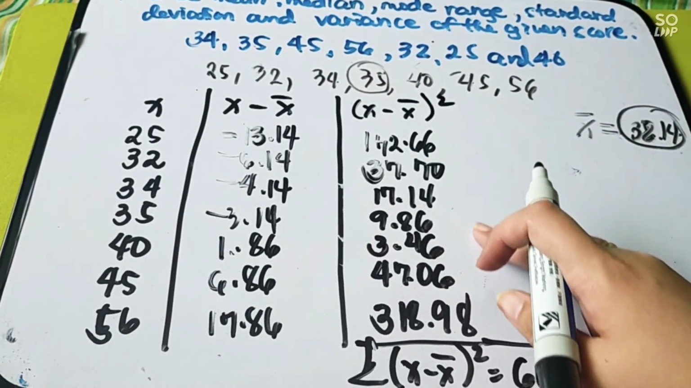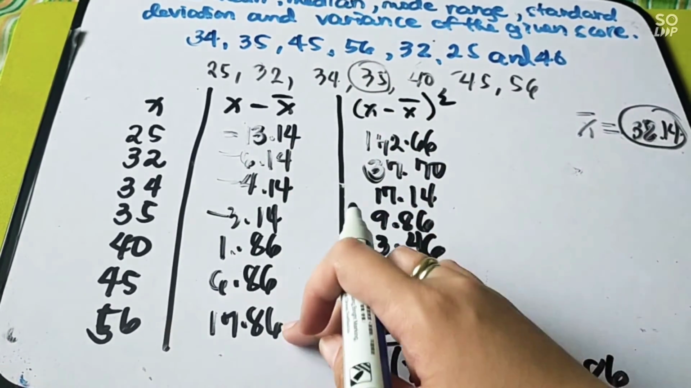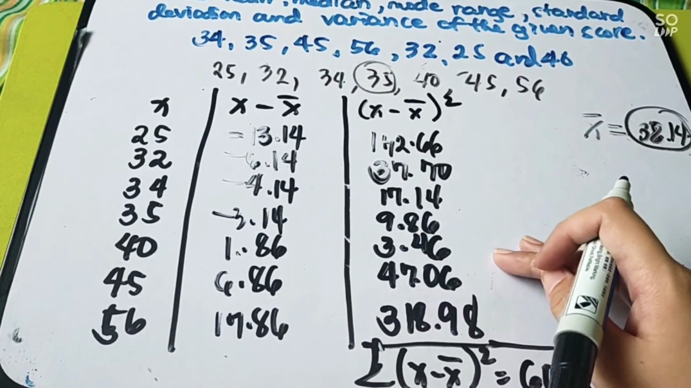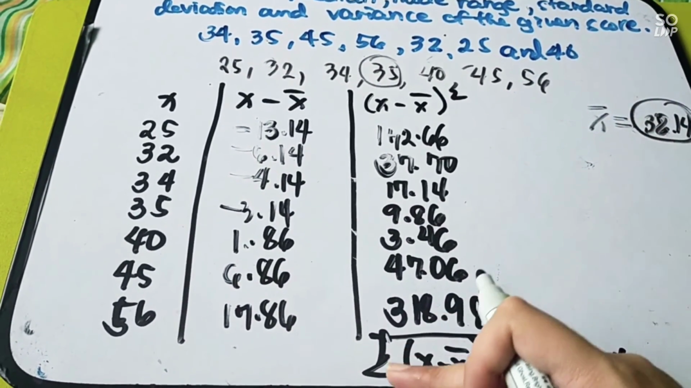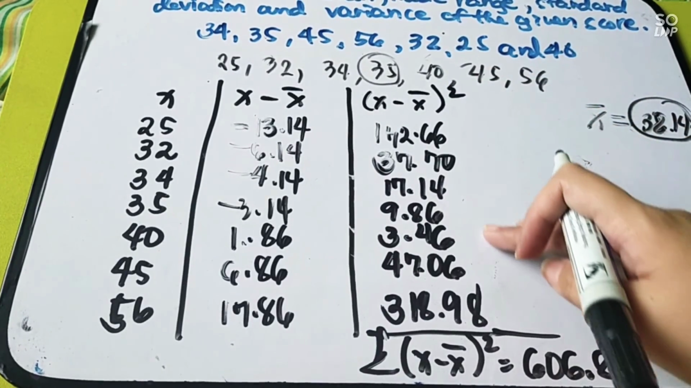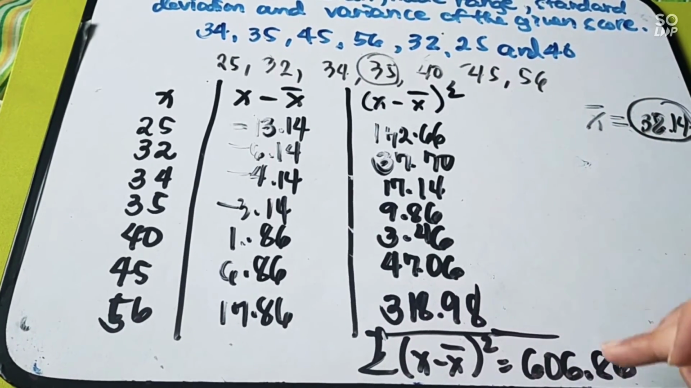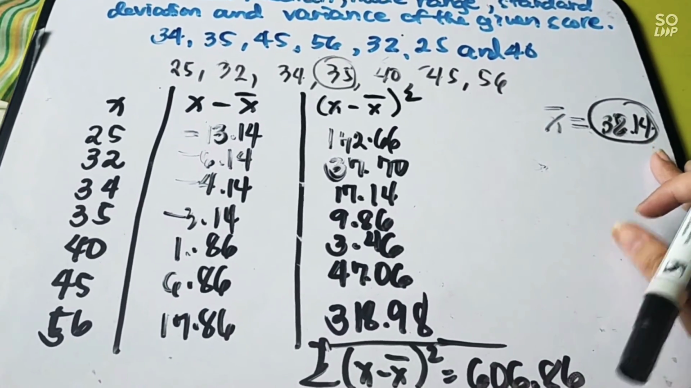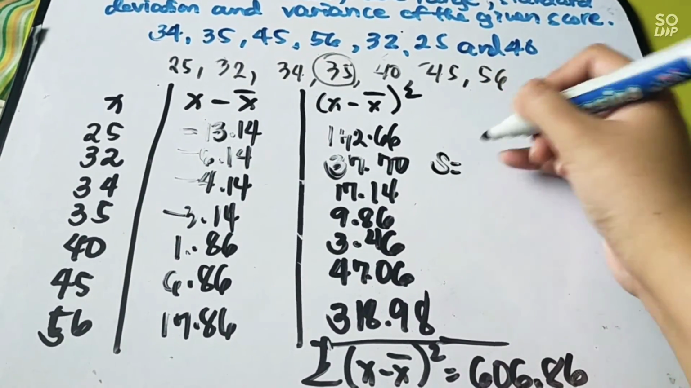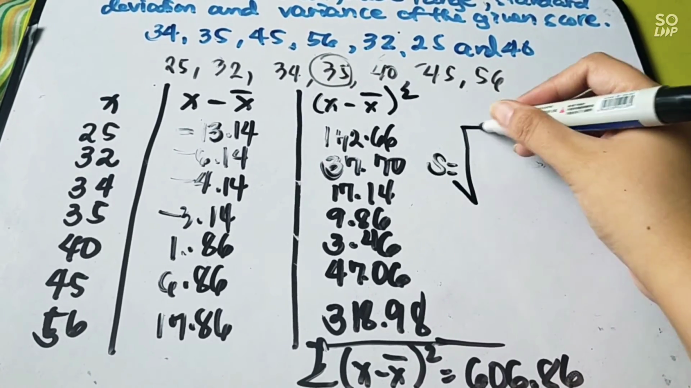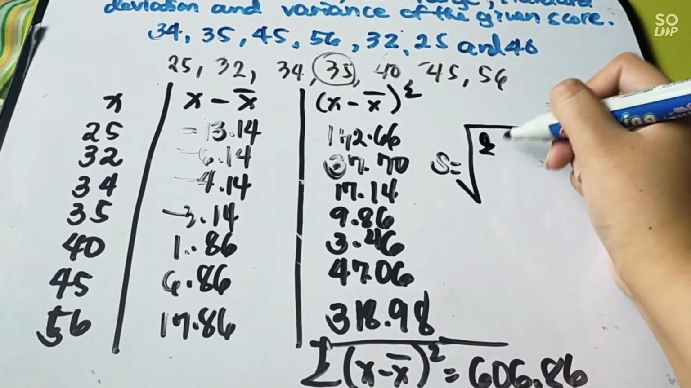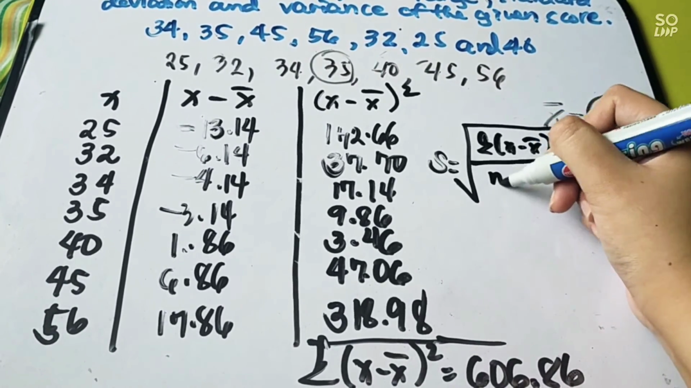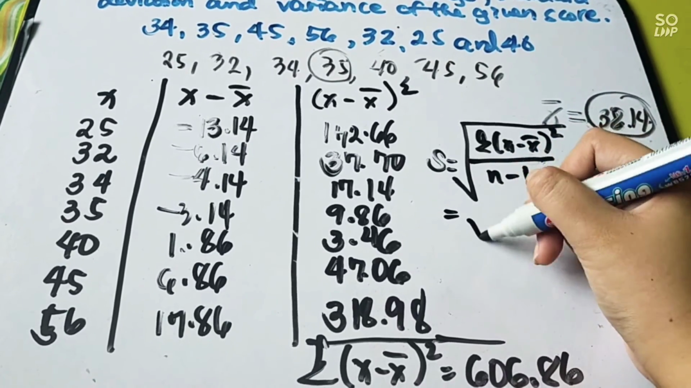Ito na yung magiging kalabasan niya pag in-squared mo isa-isa yung inyong x minus the mean. So, this is the answer. Then, let us find the sum. So, for us to find the sum, you are going to add this all. The answer here is 606.86. Now, let us move with the standard deviation. So, the formula for the standard deviation is the square root of the sum of x minus the mean squared over n minus 1.